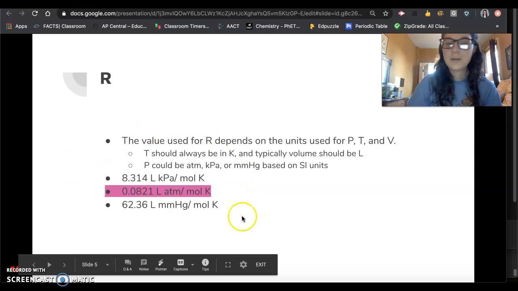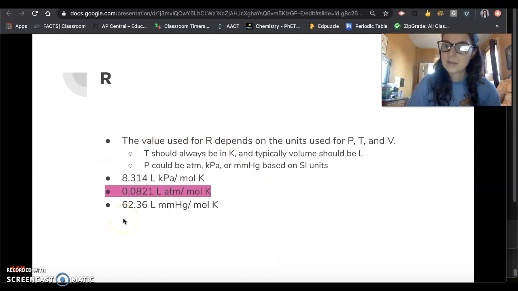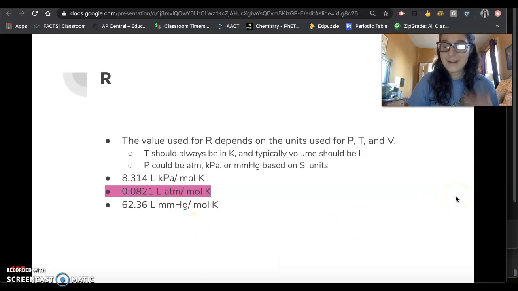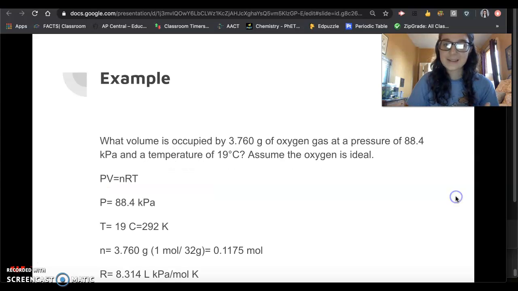Okay, so once again, you do not need to memorize these. They are given to you on the AP exam and any test that you will take in my class. So next we're going to do a problem using the ideal gas law. We want to know what volume is occupied by 3.760 grams of oxygen gas at a pressure of 88.4 kilopascals and a temperature of 19 Celsius. Assume oxygen is an ideal gas, okay?